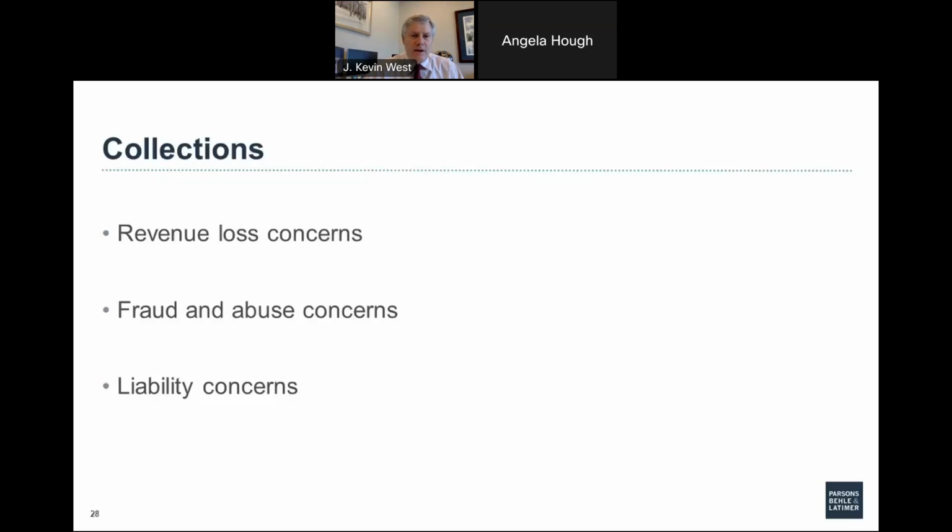I've seen some practices that engage in absolutely no collection activity whatsoever, either internally or with a third-party service. And if a patient doesn't pay, they just drop it and go on their way. That's, in my opinion, a very poor business practice. But I see that quite often.